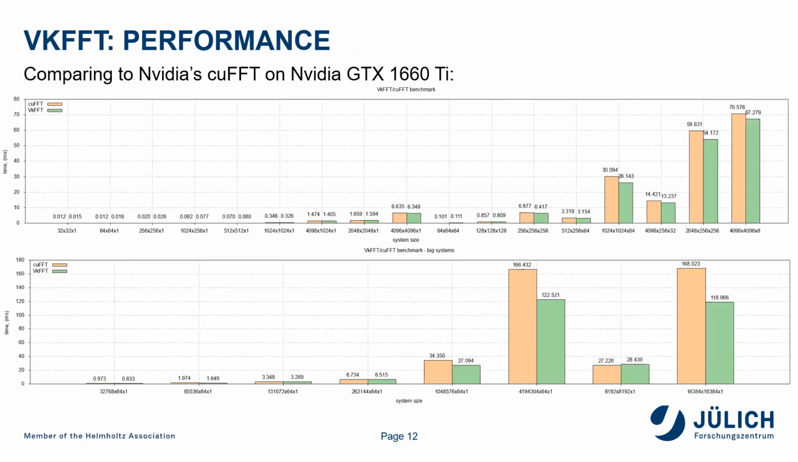To show results straight away, here's a comparison of VkFFT on the GTX 1660 Ti, which is a mid-range consumer level GPU. And as you can see, it's really close to cuFFT in the smaller systems, and in bigger systems, sometimes it even beats it, by up to 20% here, which is done by the memory saving techniques I will explain later. And you can test it as well on your own machine by downloading the code.